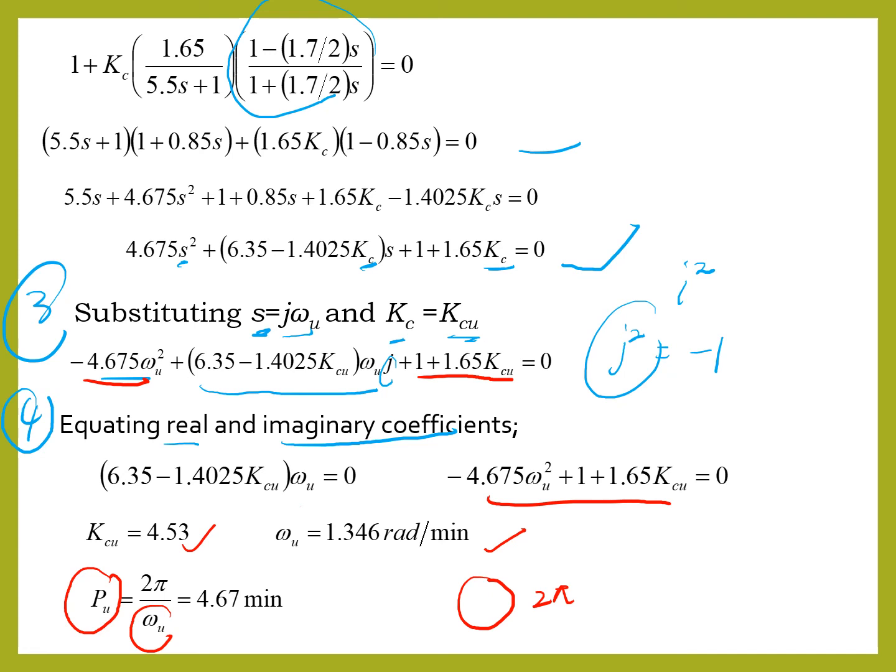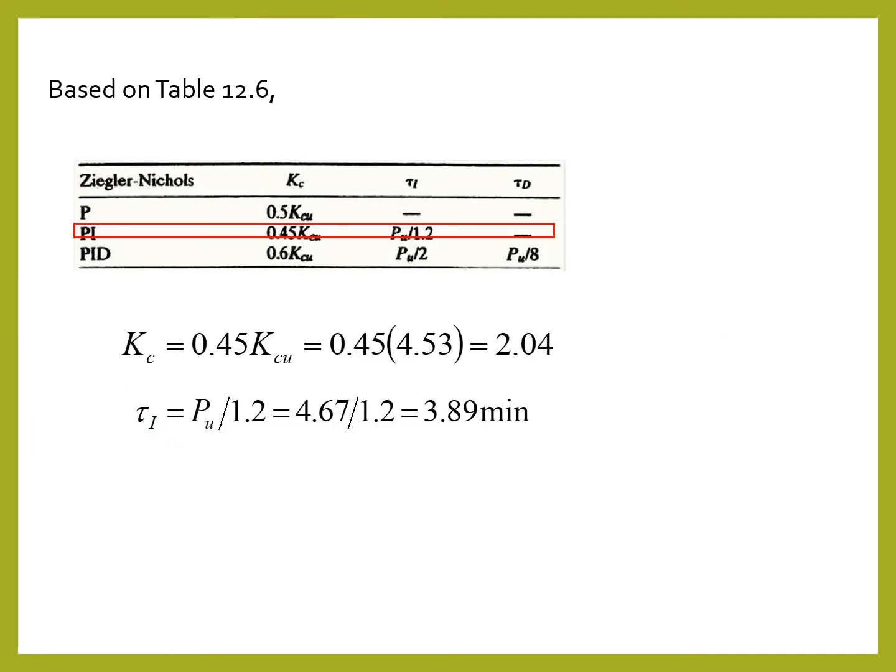Once you get the values of Kcu and Pu, you can directly use table 12.6 to calculate the PI controller setting, which is Kc and tau I. So you get the values of your Kc and tau I.